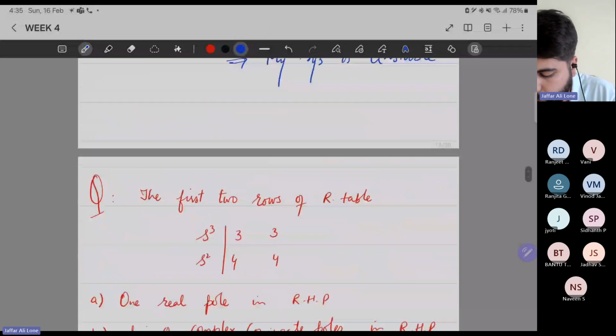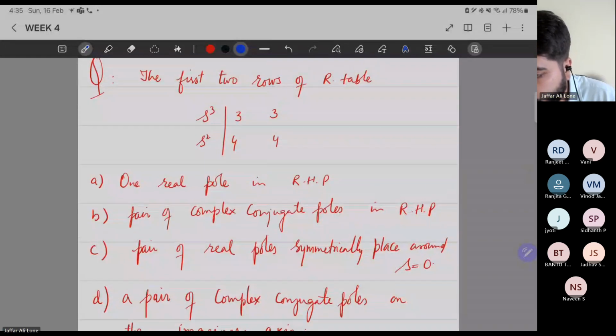So now, can anybody tell me the answer of this question? Can anyone tell me which option is correct? Should I solve it? Anybody?